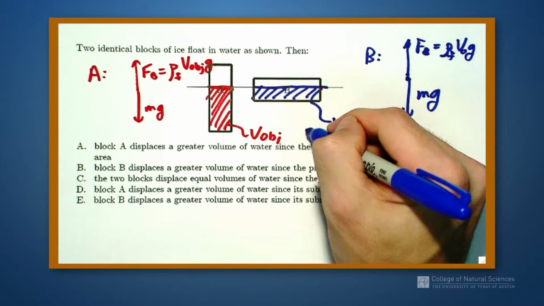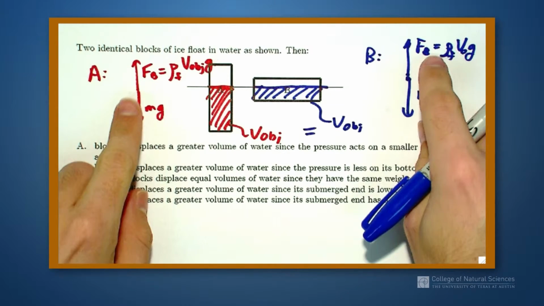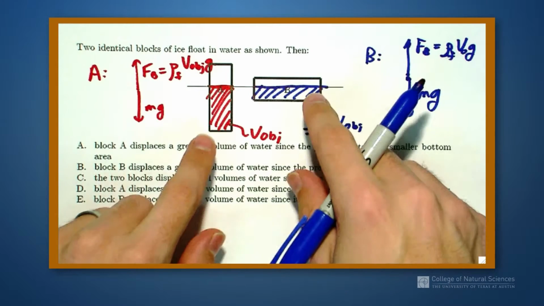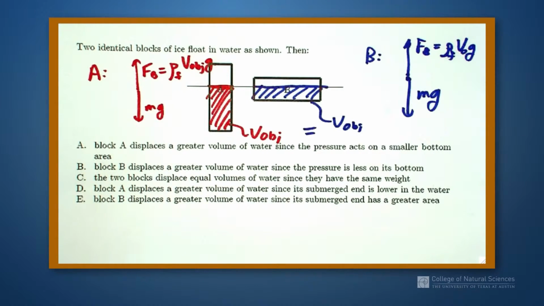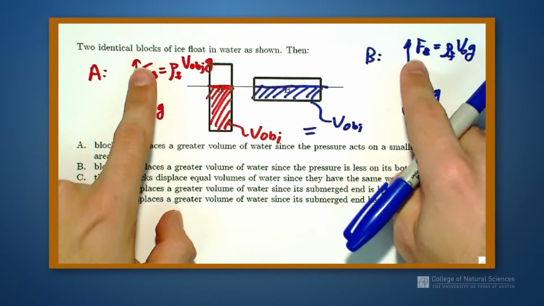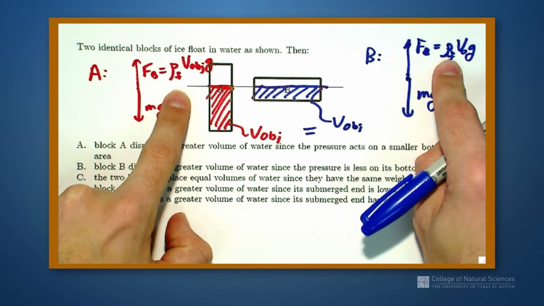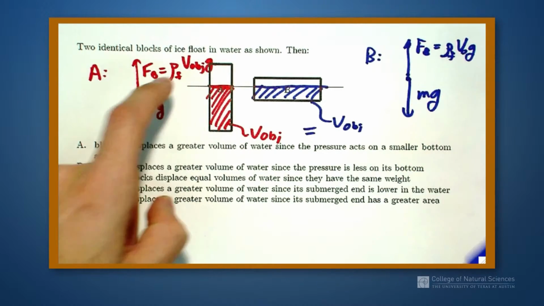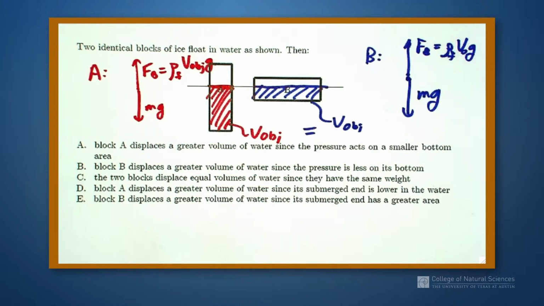have to be equal in order to get the same upward buoyancy force, because they're just floating there. Newton's second law says that they sum to zero. Same weight force, same buoyancy force, same fluid, same gravity. That means they have to have the same submerged volume.